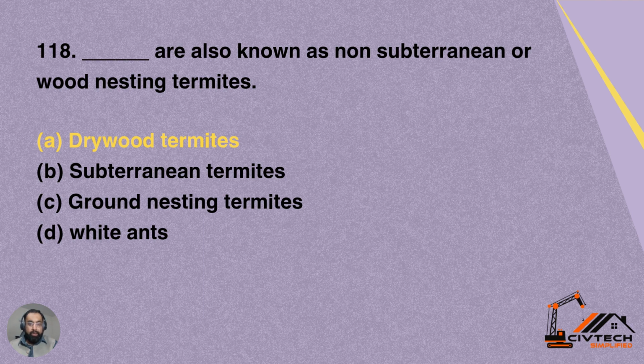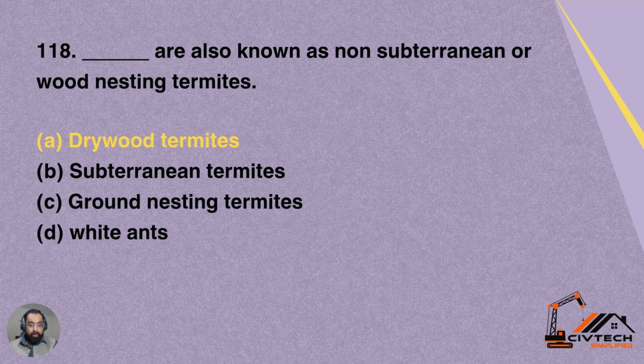118. Dash are also known as non-subterranean or wood nesting termites. Dash are known as non-subterranean or wood nesting termites.